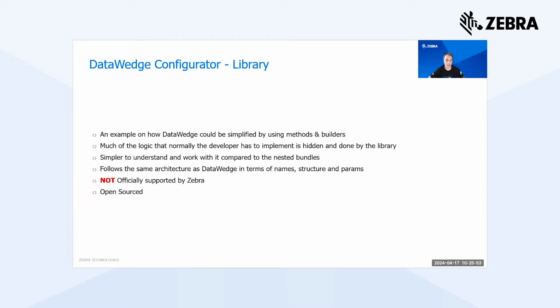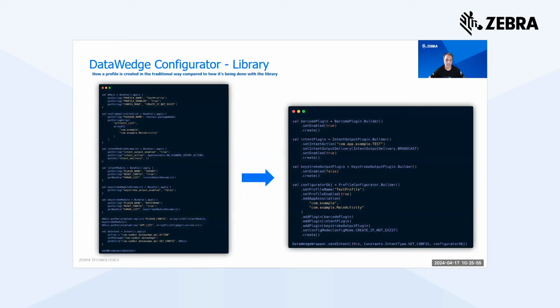Now if we take a look at the next slide, you will understand better what I mean by simplifying the code. On the left side, we have the traditional way of working with DataWedge by creating a very simple profile, enabling the intent output, disabling the keystroke output, associating an application with two different activities, and sending the intent with the broadcast.